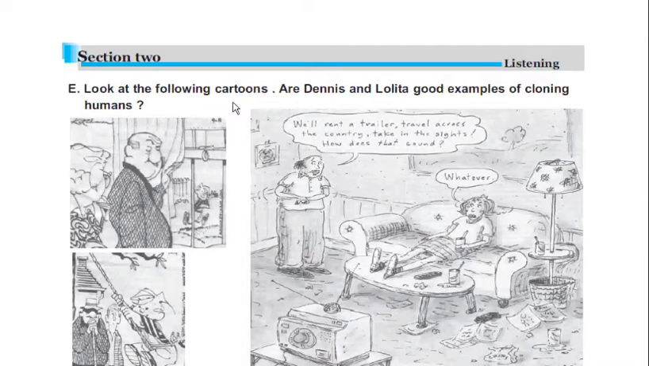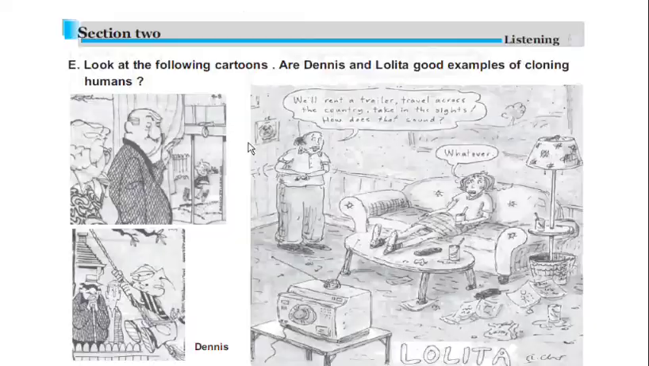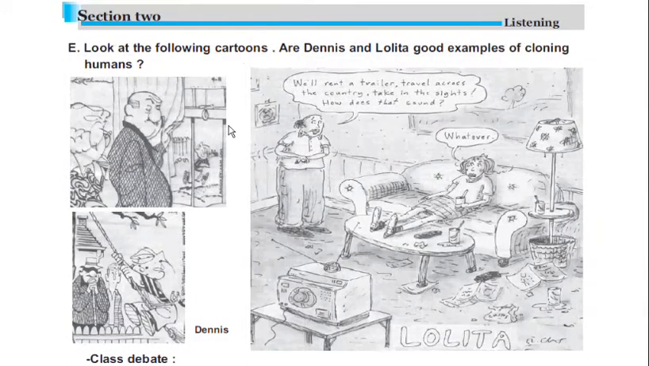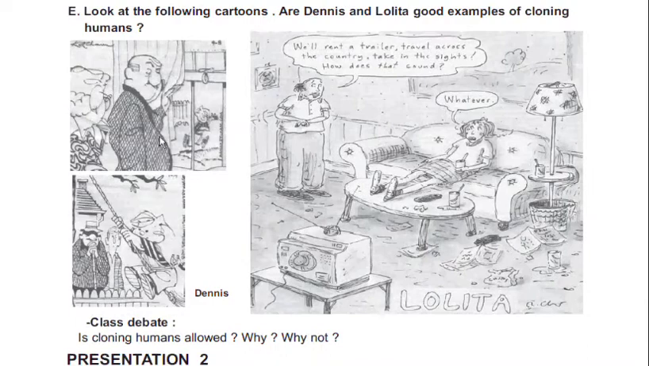Moving on to the second part. Not yet, we're still in the first part. E. Look at the following cartoons. Are Dennis in the first two pictures and Lolita in the third good examples of cloning humans? Imagine that Dennis and Lolita were cloned humans. How can you describe them?